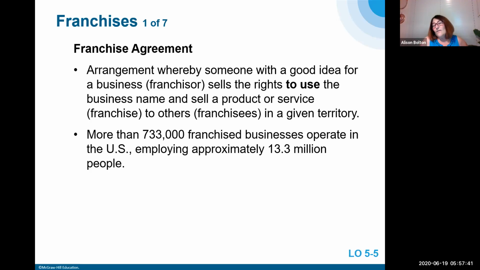And there are currently believed to be 733,000 franchise businesses in the US, and it employs, look at that, 13.3 million people. Now, of course, we're in the middle of the pandemic. Doors are slowly starting to open. Here we are in June of 2020.